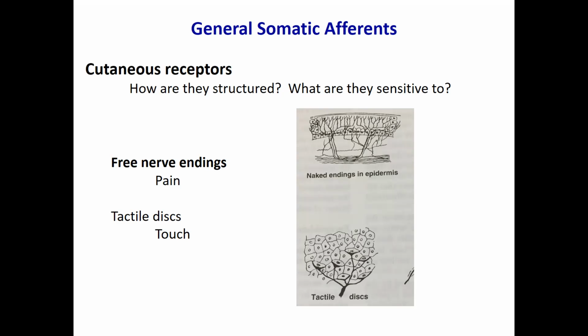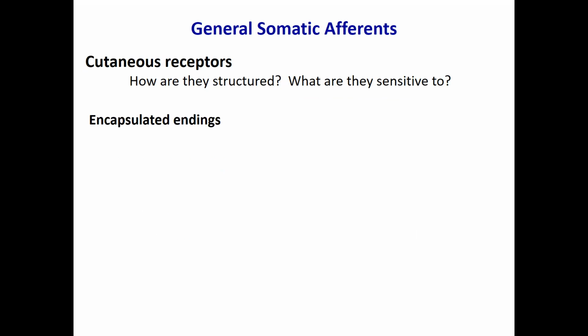Some of them are also sensitive to touch, and some are sensitive to temperature. So they are sensitive to different modalities, as we said, pain or temperature, and sometimes tactile discs in the form of sensitivity to touch. So this is one form where the nerve endings structurally have no covering or capsulation on them, and we call them free nerve endings.